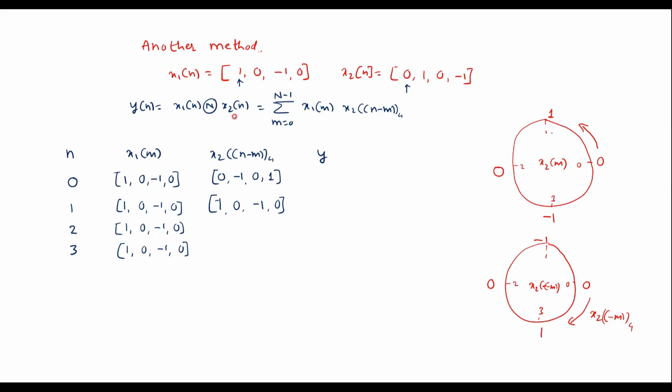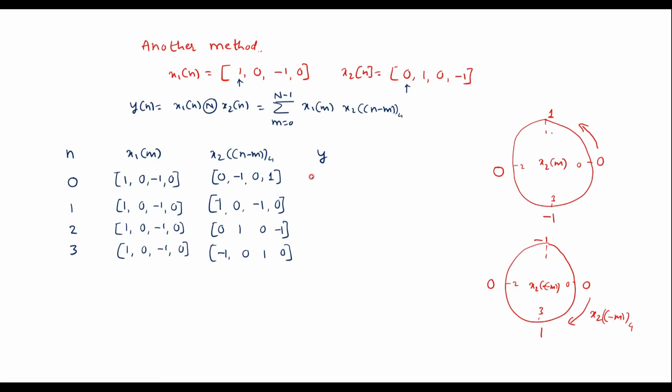Now for n equal to 2, it will be x2 of 2 minus m. It means shift this sequence by 2 units, or shift this sequence by 1 unit again towards right. If I shift this towards right, this sample will come first, that is 0, and this will be shifted, this will be shifted, and this will be shifted. Similarly for x2 of 3 minus m, again this will be shifted by 1 unit towards right. So this -1 will come first, this is 0, this is 1, and this is 0.